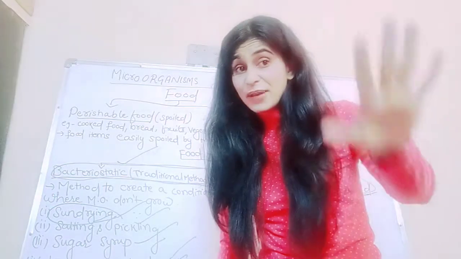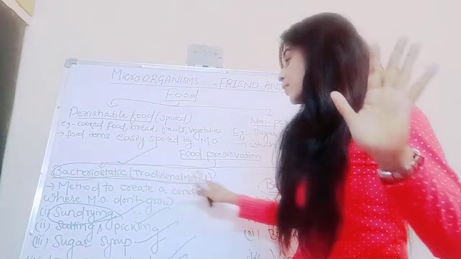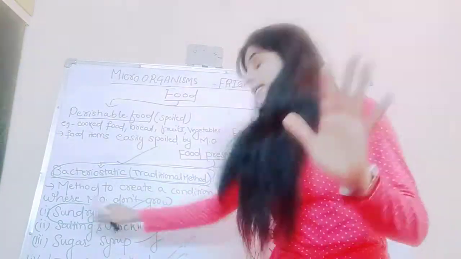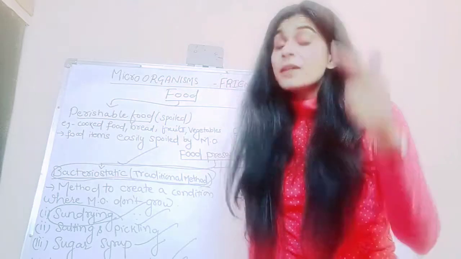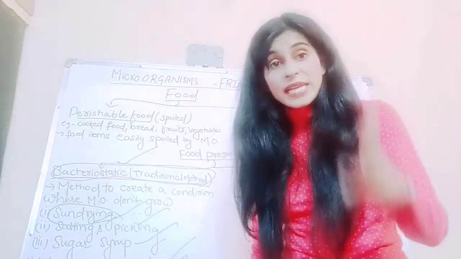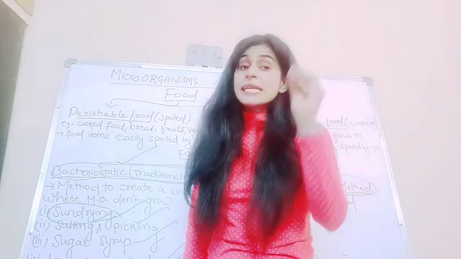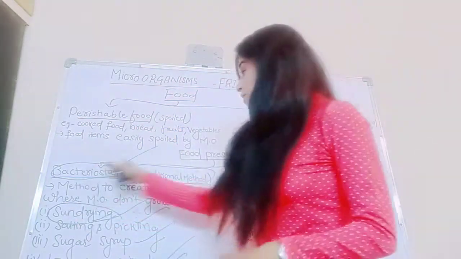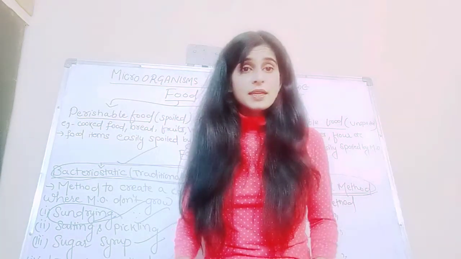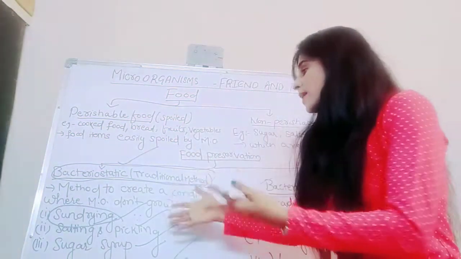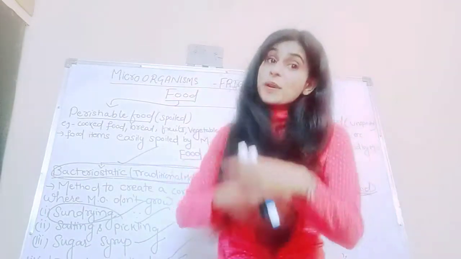Once again, what are the 5 methods which come under your bacteriostatic method? Sun drying method, salting and pickling, sugar syrup, freezing method, and chemical method. These 5 techniques are involved in the bacteriostatic method for preserving food. Now we need to understand what exactly these techniques are and how they are used to preserve food.